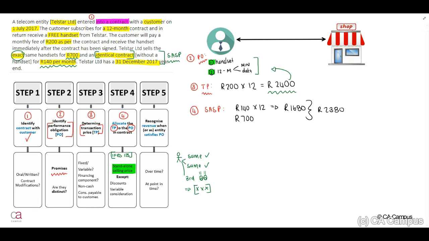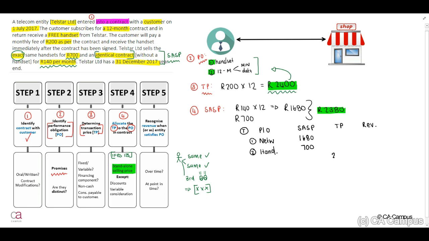This will be a total standalone selling price of 2,380. Now, how are we going to allocate our standalone selling price to our transaction price? My recommendation is that you include a table where you have your performance obligations, your standalone selling price, your transaction price, and then you will be able to allocate your revenue. Our performance obligation will be 1, our network services, 2, our handset. We know that our standalone selling price relating to our network services is 1,680 and our handset is 700.